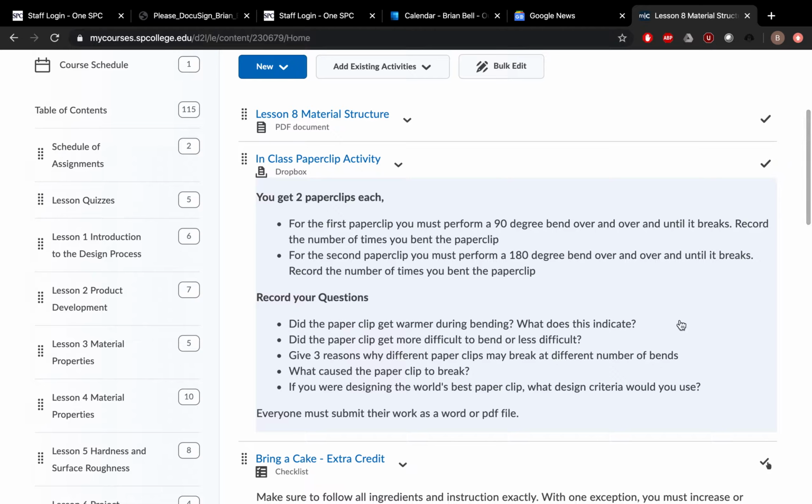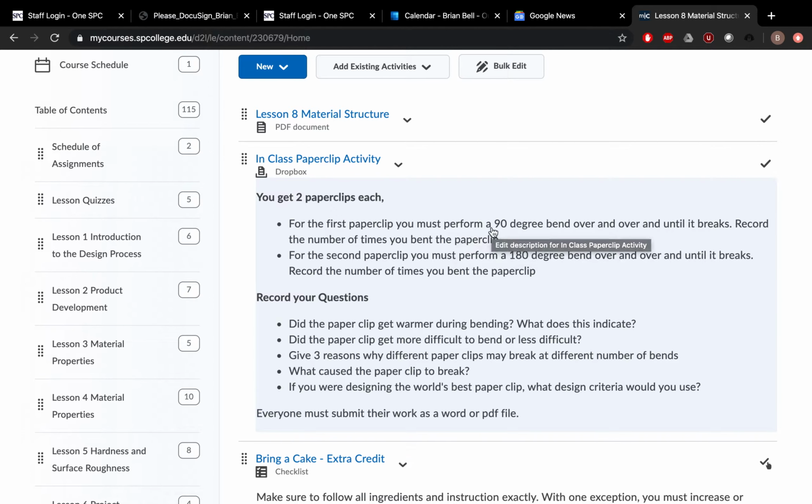For the in-class paper activity, this is an activity I typically do in class, but we can do this at home. That's not a problem. But all you need is 2 paper clips. So the first thing you're going to do is bend that paper clip 90 degrees over and over until it breaks. So you just want to create a 90-degree bend in the paper clip and be able to continually bend that paper clip back 90 degrees back and forth.